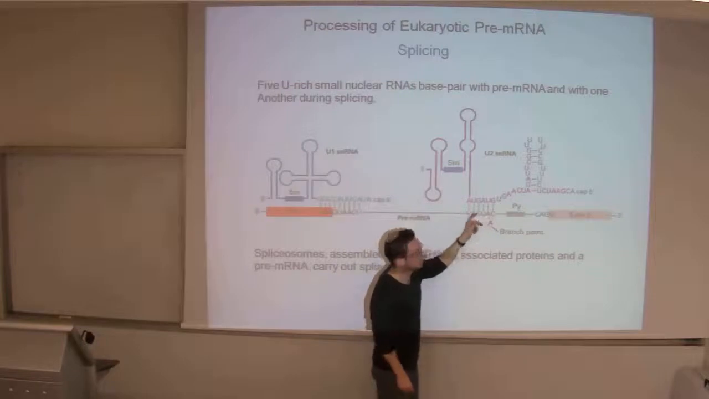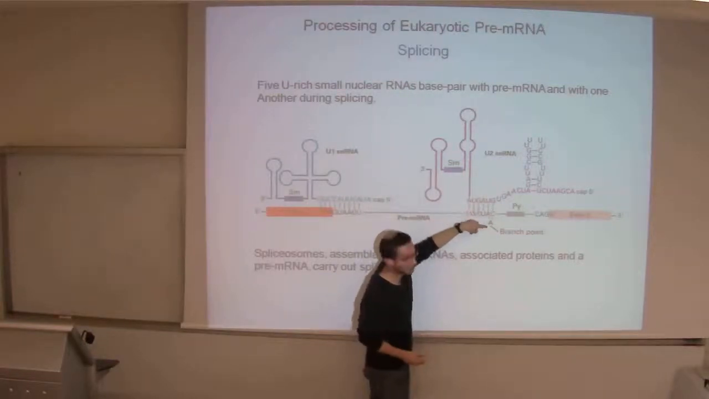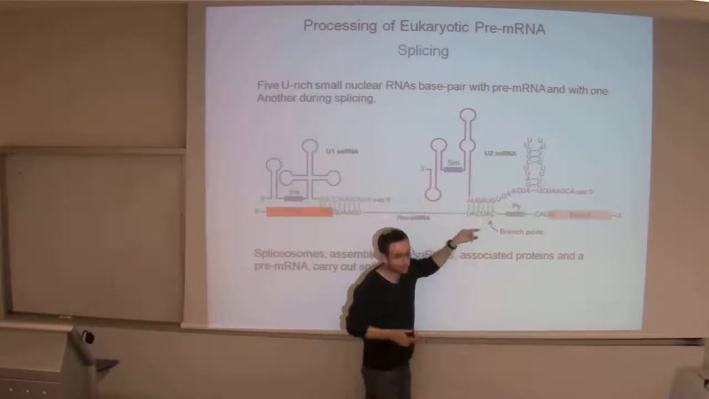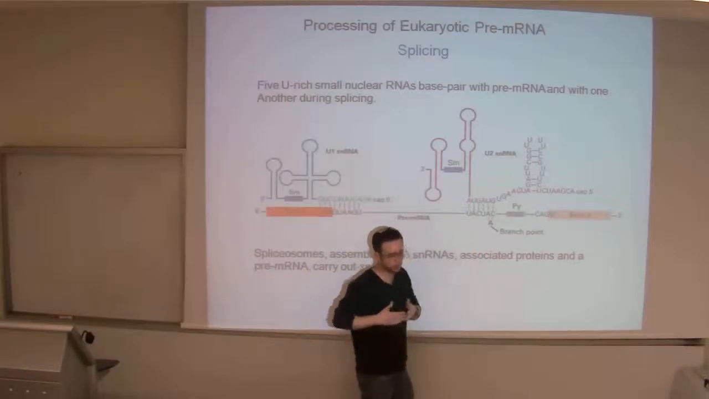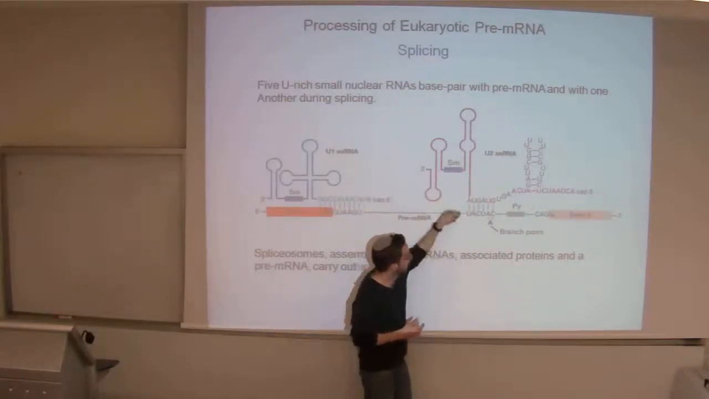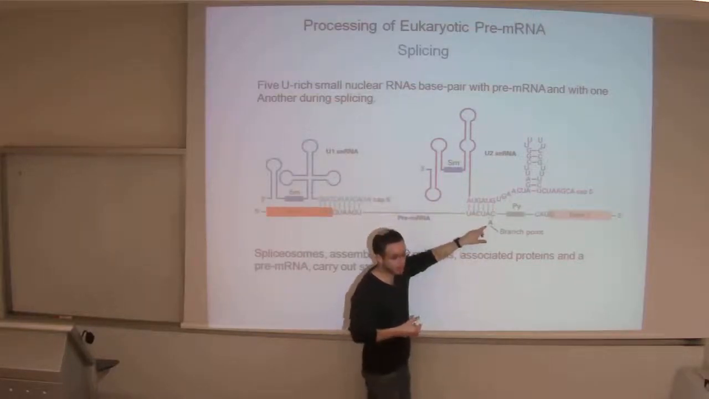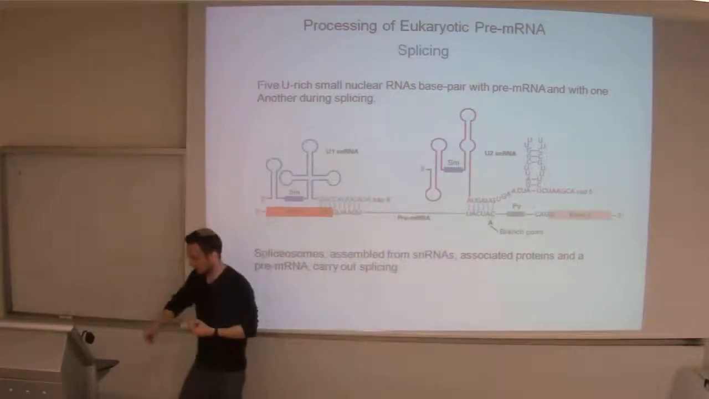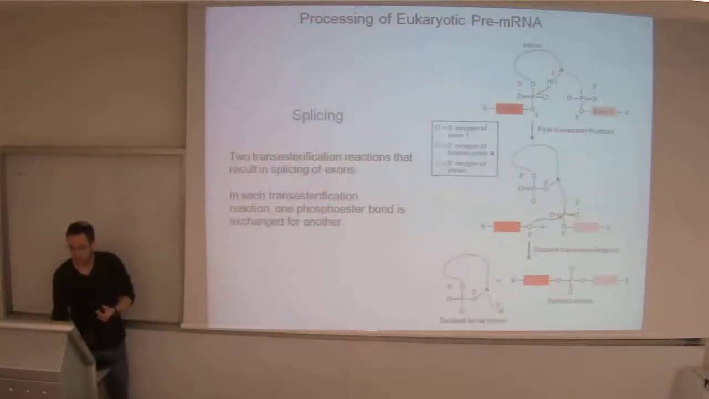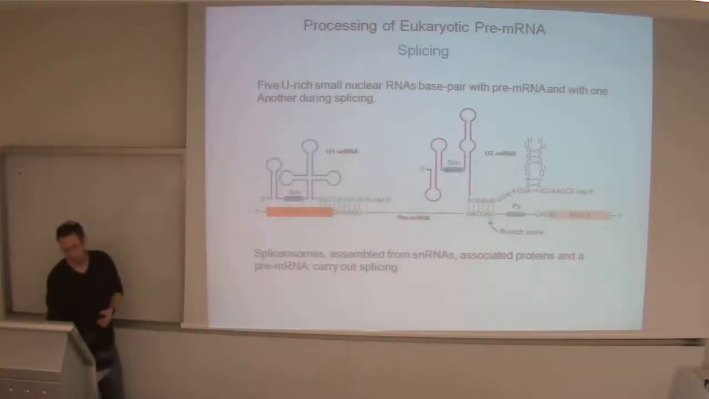Okay, so now note that while U1 has complete alignment with this region, no mismatches, U2 has complete alignment with this region, excluding the adenosine. And this causes the adenosine to protrude from this relatively linear molecule, and hence be exposed to the first transesterification reaction that we have just described right here. So this is the same adenosine, and it is an effective attacker of this chemical reaction due to this protruding feature.